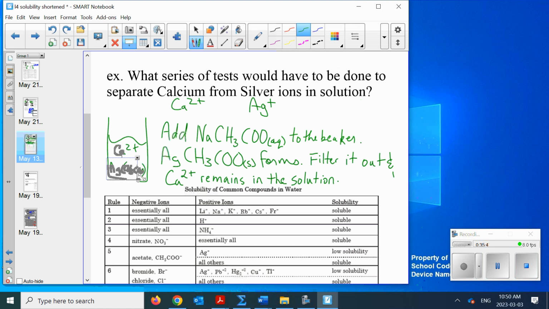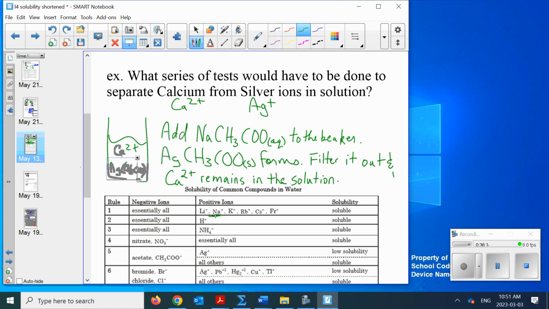Because I can't just find a beaker of acetate ion. I generally default to Na, sodium acetate. First of all, I have lots of sodium compounds, and they never form solids. So generally, your default is if you're adding a negative anion, just say sodium bromide, sodium iodide, sodium chloride, and that's the question.